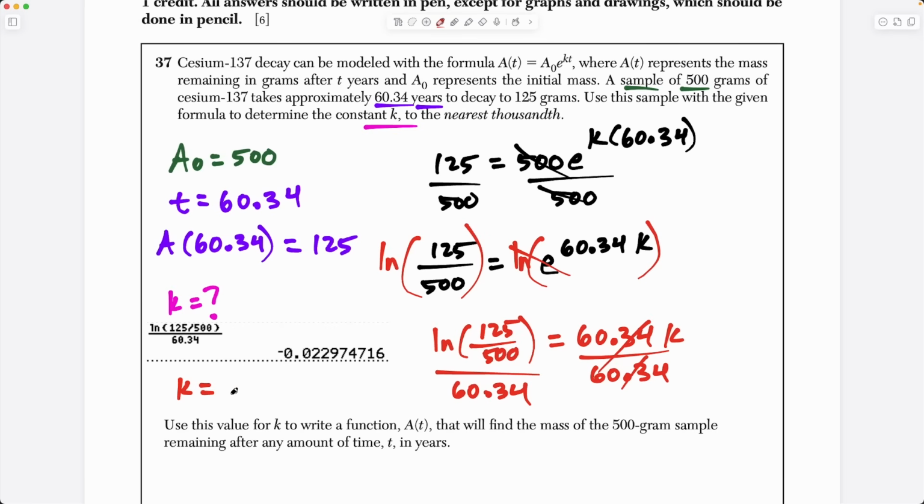So we'll just write this out. Our k value is going to be negative 0.023, rounding to the nearest thousandth. In the thousandths place, we have a 2. To the right is a 9, so we're going to bump this up to a 3.